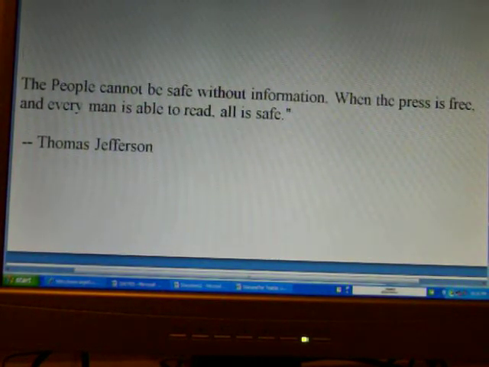The people cannot be safe without information. When the press is free and every man is able to read, all is safe. Thomas Jefferson.